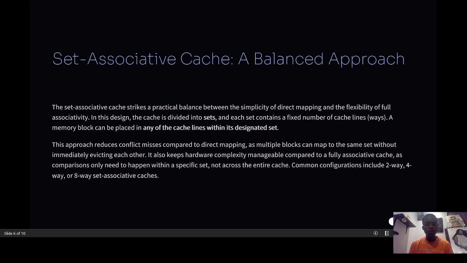This approach reduces conflict misses compared to direct mapping, as multiple blocks can be mapped to the same set without evicting each other immediately. It keeps hardware complexity manageable compared to a fully associative cache, as the search only needs to happen within a specific set. Common configurations include 2-way, 4-way, or 8-way set associative cache.